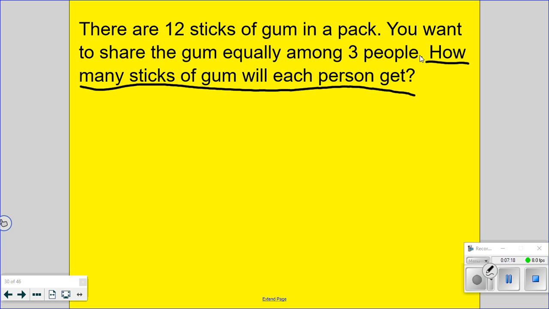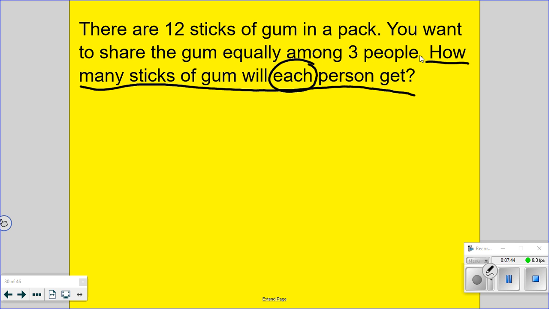Bowen, you think you know? How many are we going to share to the people? The key word here is each. Whoever said sticks of gum, you were so close. It's not sticks of gum total, but sticks of gum to each person.